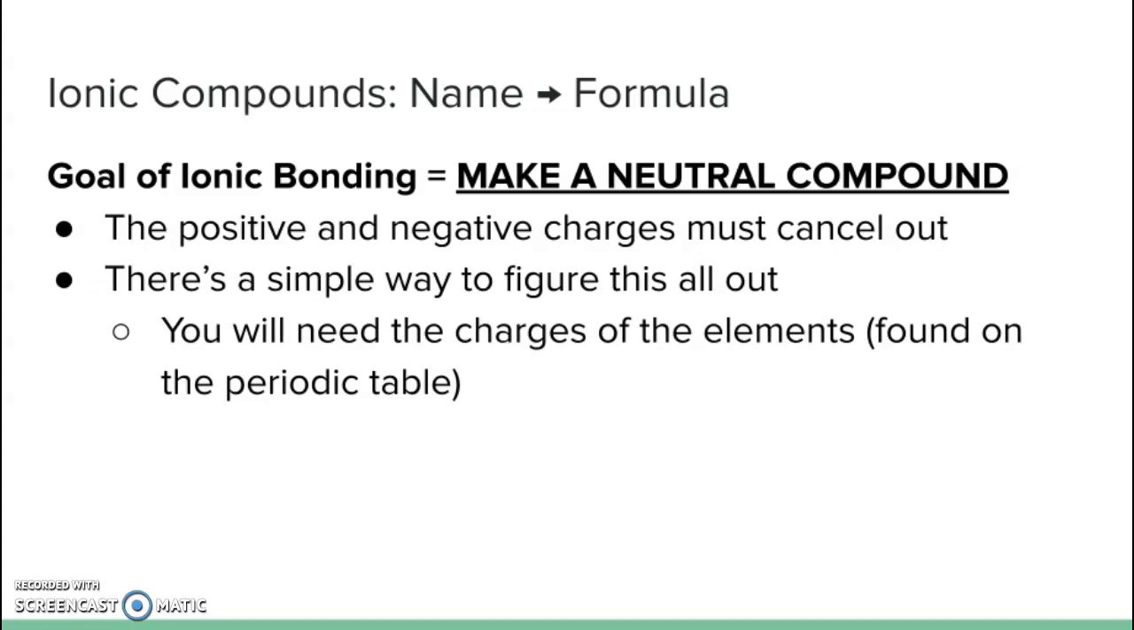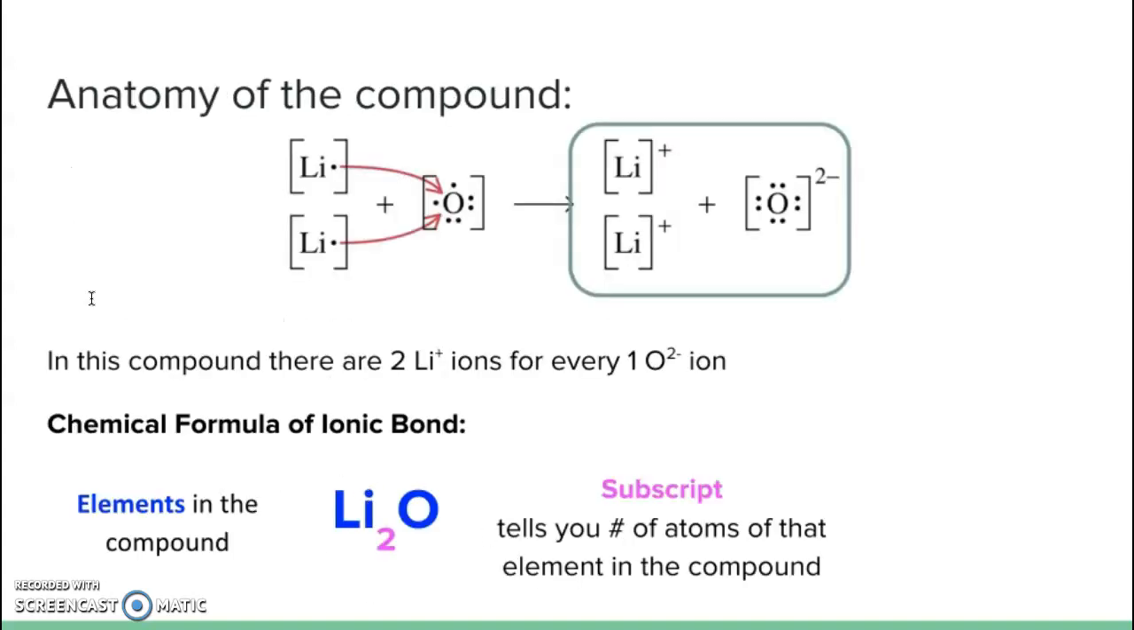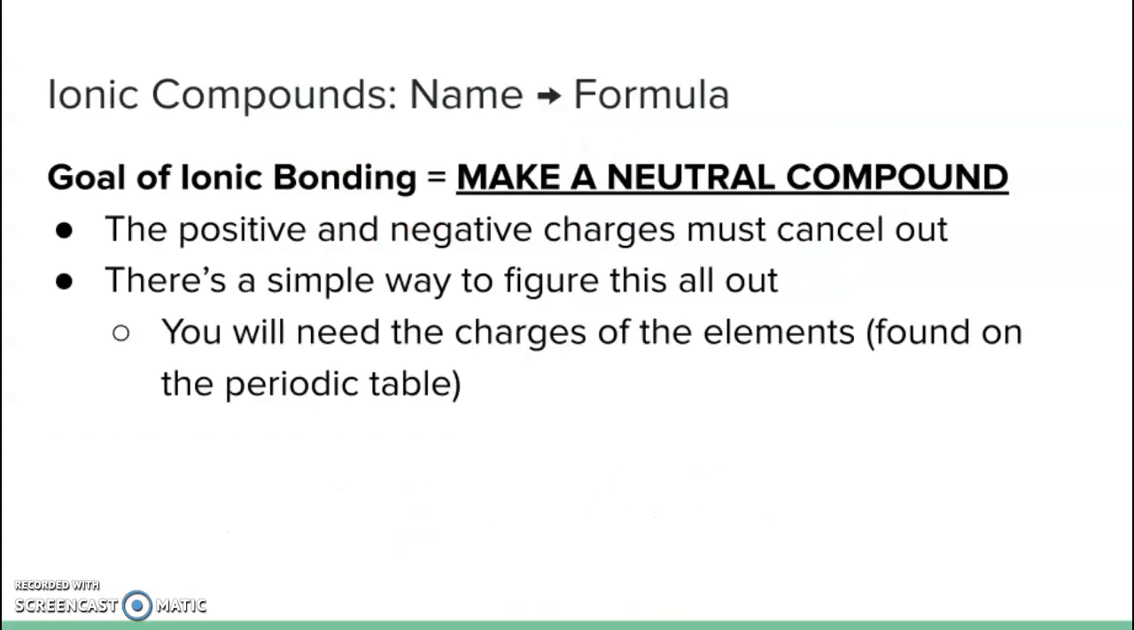All right, so when we have ionic compounds, we just learned that I can have a chemical formula. But what happens if I am given a name instead of the formula? My goal of ionic bonding always is to make a neutral compound. We saw this: if I had an Na+ and Cl-, when they come together to form NaCl, it is neutral because my positive and my negative charges have to cancel out. There's a really simple way to figure all of this out, but you do need to know the charges of each element that we talked about yesterday. We find them on the periodic table.